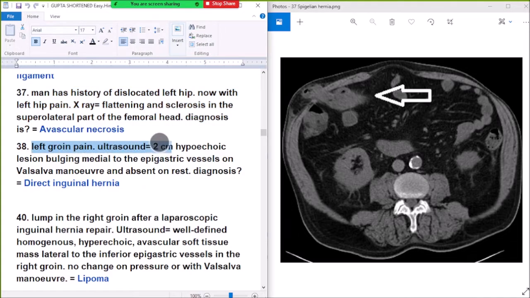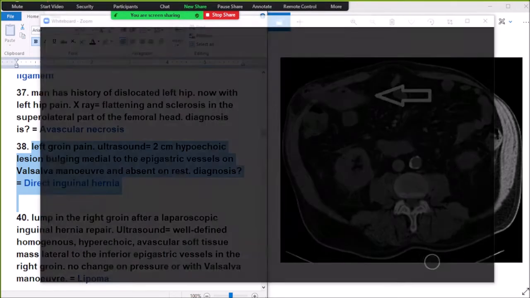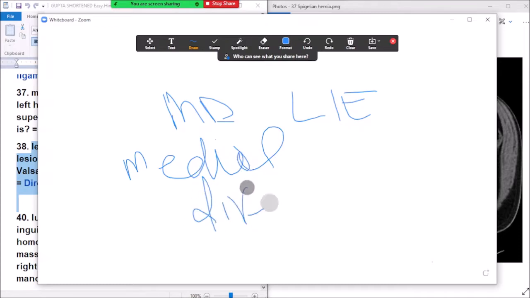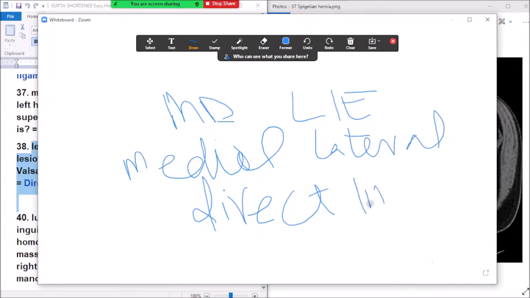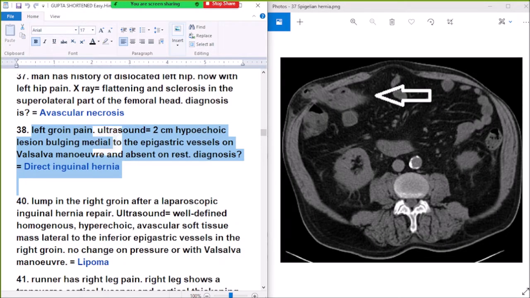Question 38. Left groin pain. Ultrasound shows a 2 cm hypoechoic lesion bulging medial to the epigastric vessel on Valsalva maneuver and absent at rest. Diagnosis: direct inguinal hernia. Now the mnemonic is MD don't lie: medial is direct, and lateral is indirect. Hypoechoic lesion bulging medial to the epigastric vessel, so direct inguinal hernia.